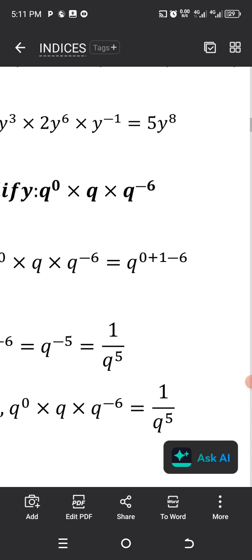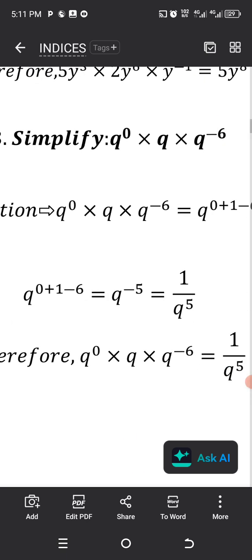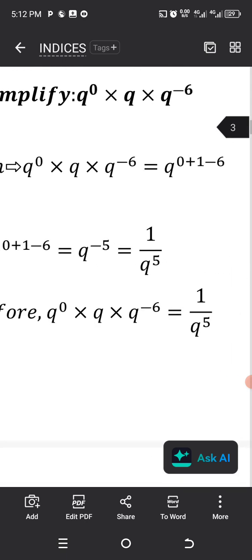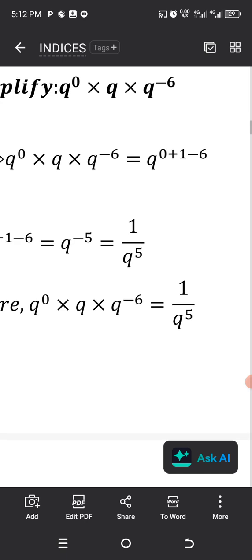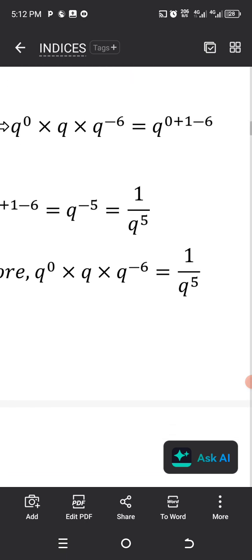So that's why you're adding up, and it's equivalent to q raised to power 0 plus 1 minus 6, and that is q raised to power minus 5. And recall, I told you, whenever you have a negative index, the expression will be 1 over the same thing with a positive index. So q raised to power minus 5 is 1 over q raised to power 5. Therefore the simplification for this question is 1 over q raised to power 5. You can do it the normal way, cancel out, and you get the same answer.